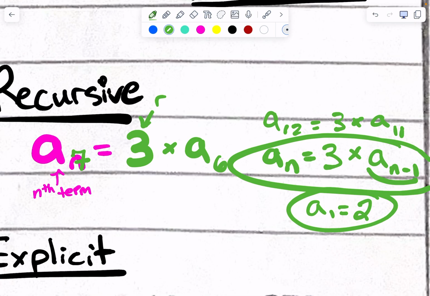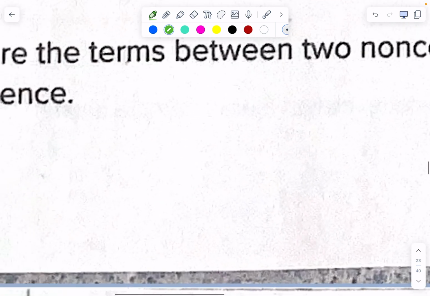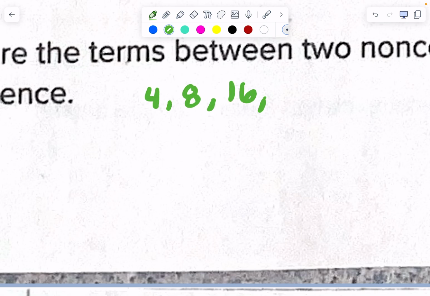Now, here's what the problem is, and this is where the recursive falls apart. Do you have to keep multiplying over and over? Yeah. Let's do another example right here for recursive. Let's say my pattern is, I don't know, 4, 8, 16, 32, 64, blah, blah, blah.